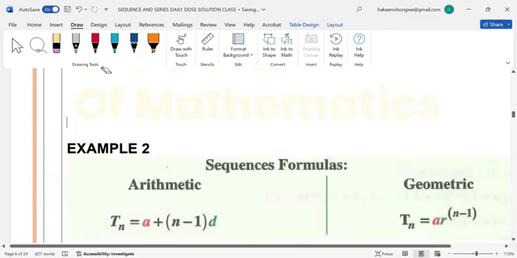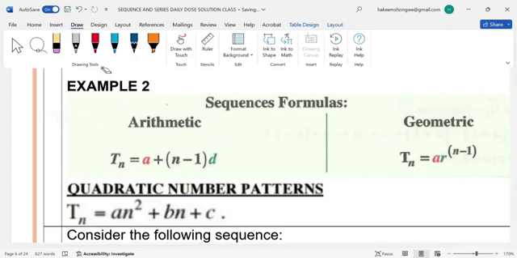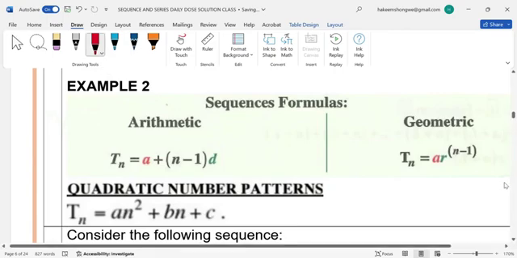Okay, next thing that we have to do here is to determine the n term. So we already know how to determine the n term of an arithmetic sequence, which is linear. We already know how to determine the n term of a quadratic pattern. Now we're going to also learn how to determine the n term of a geometric pattern.